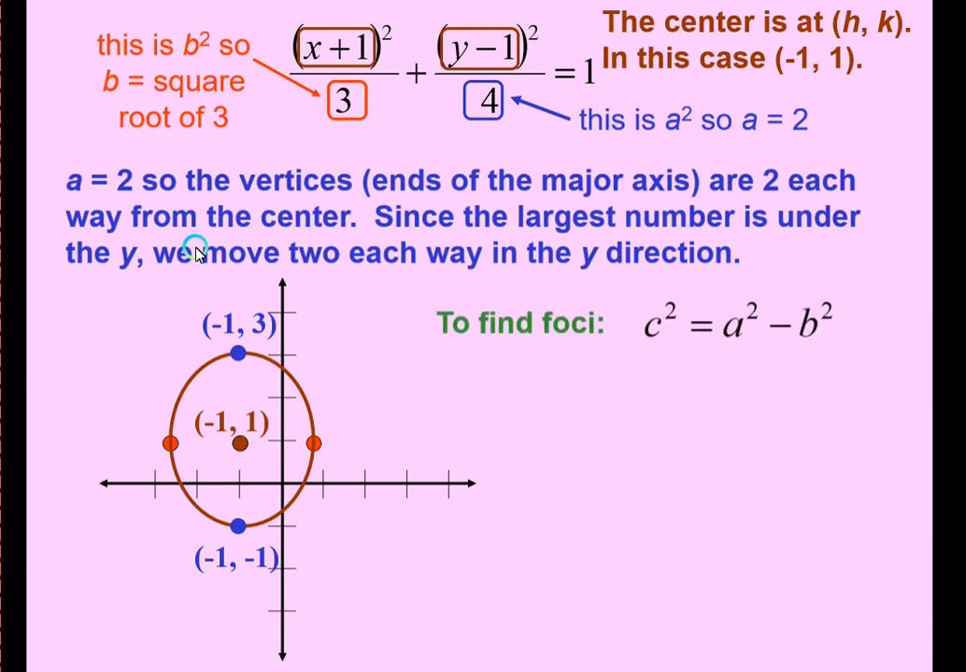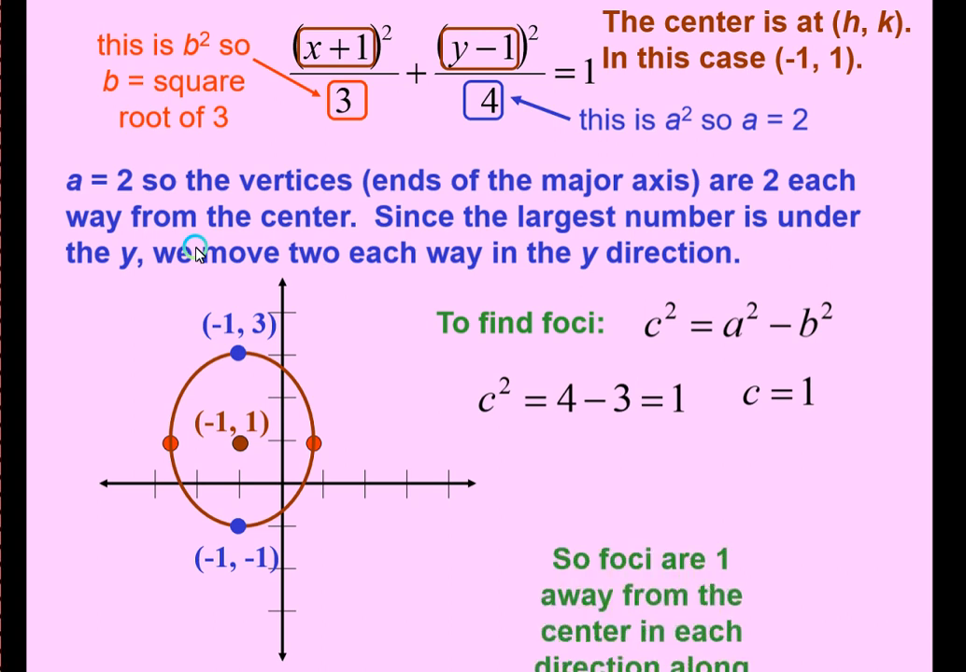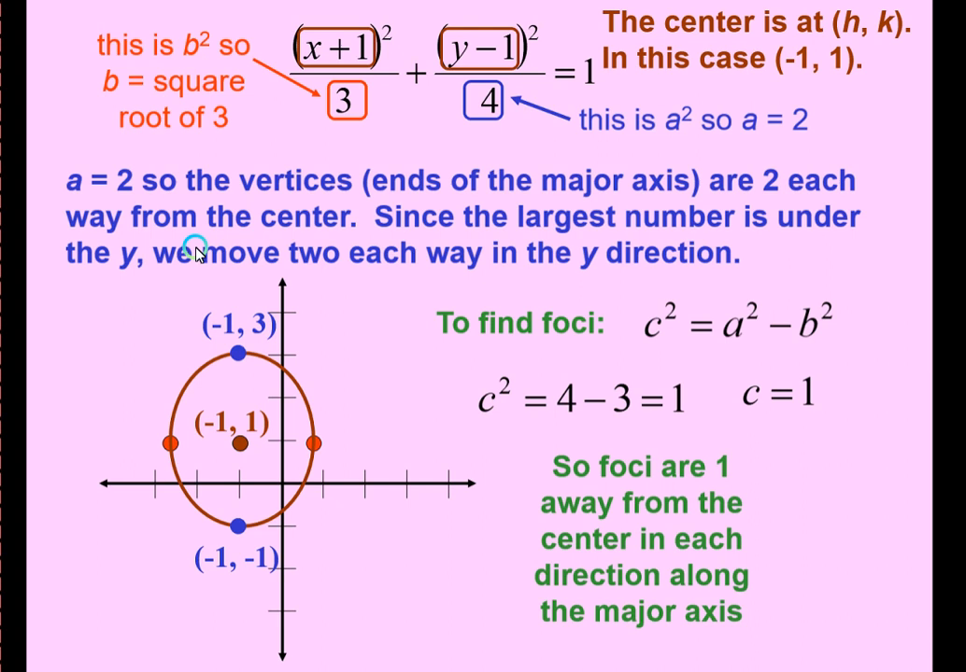Okay, if you also want to find the foci, c squared is equal to a squared minus b squared, so c squared is equal to 1. That means your c is equal to 1. So, the foci are 1 unit away from the center, that will be this one and this one.